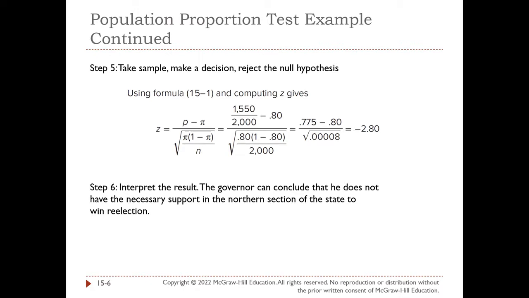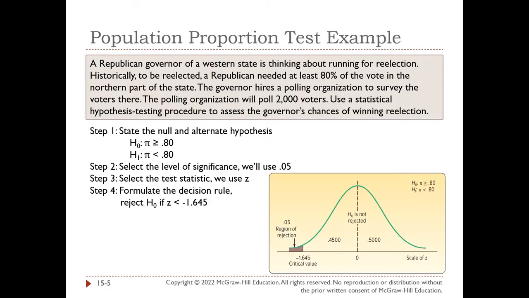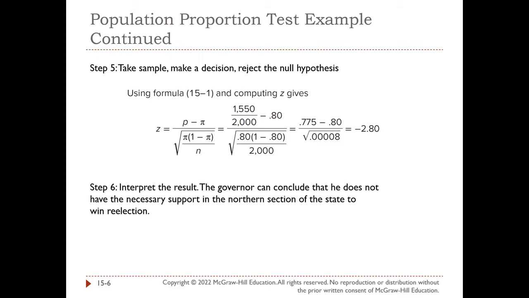So take your sample, make a decision. Using our formula for the proportion, 1,550 divided by 2,000. Apparently, the survey actually revealed that 1,550 planned to vote for the governor. They didn't put that in the question, but really they did. They polled, and apparently 1,550 said that they will vote for the governor. Divide that by 2,000 and minus 0.8.